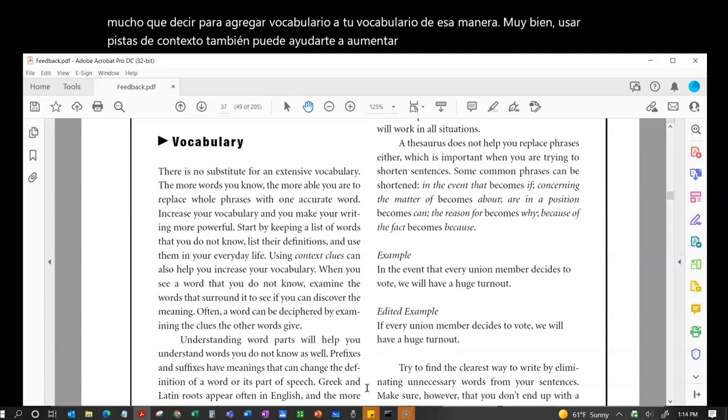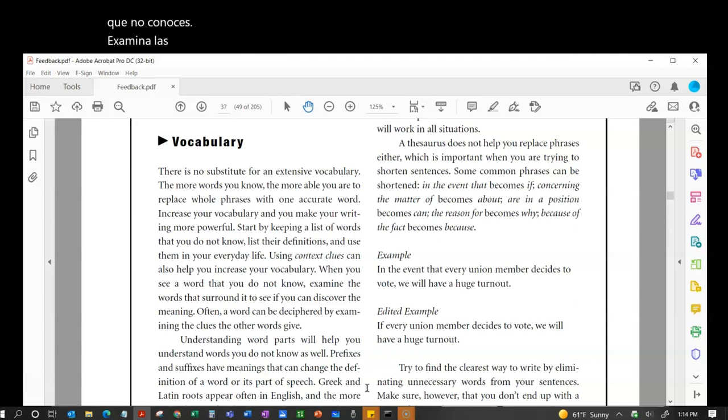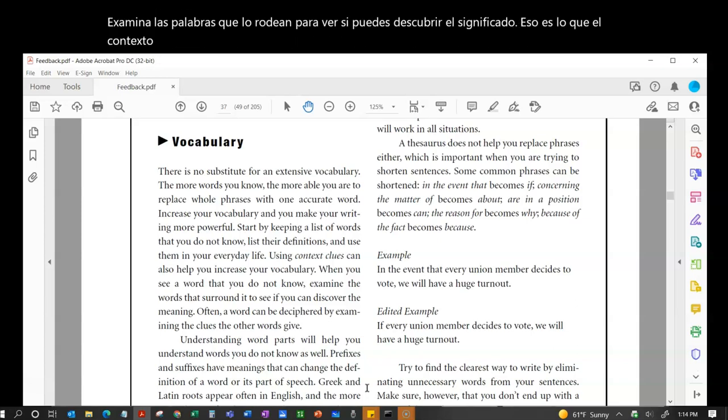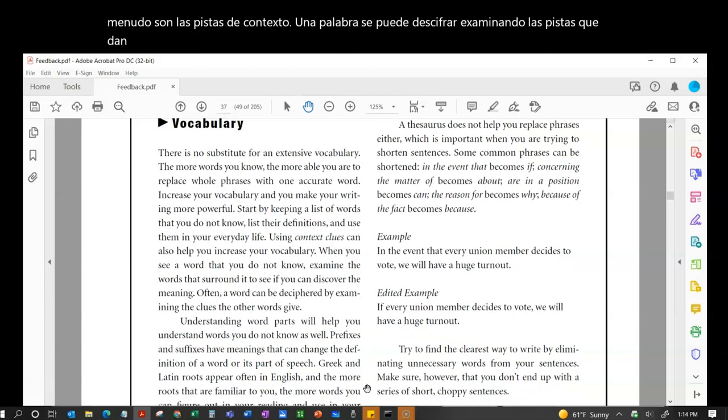When you see a word that you do not know, examine the words that surround it to see if you can discover the meaning. That's what context clues is. Often a word can be deciphered by examining the clues other words give. Okay, we call that being a word detective.